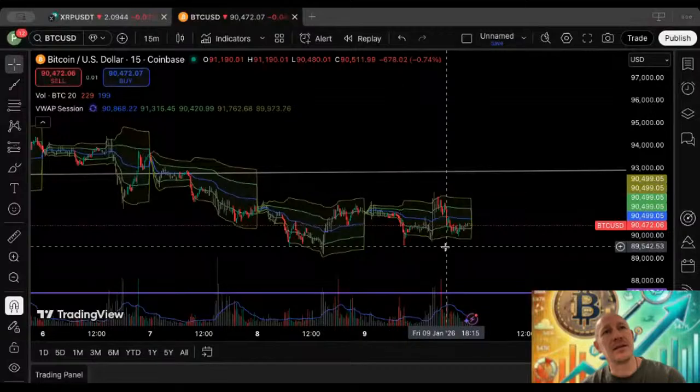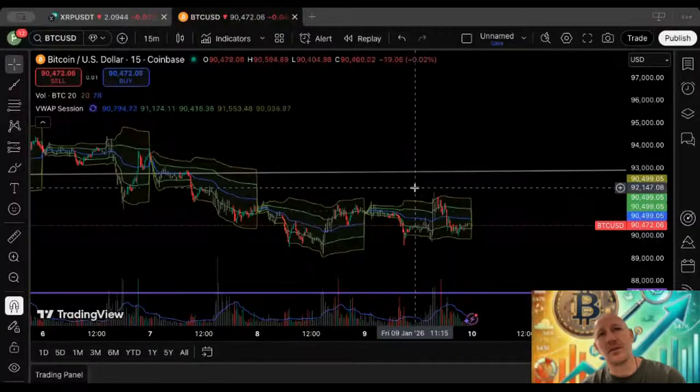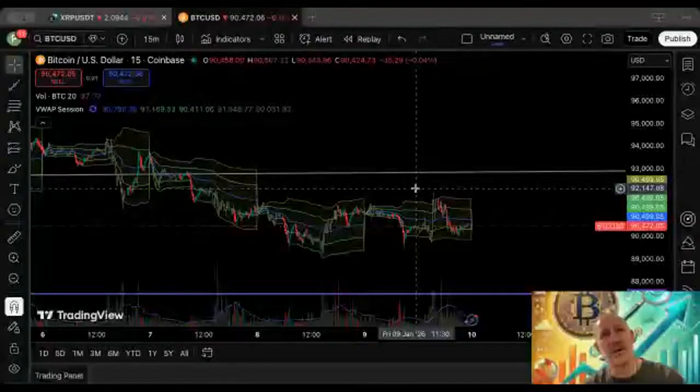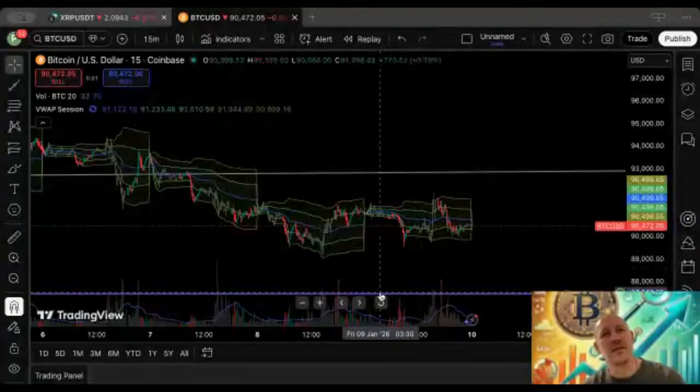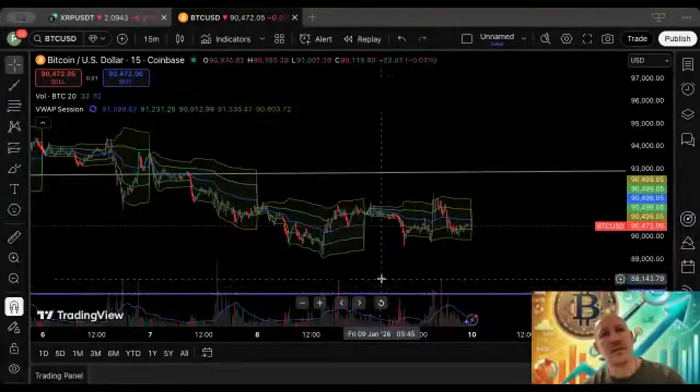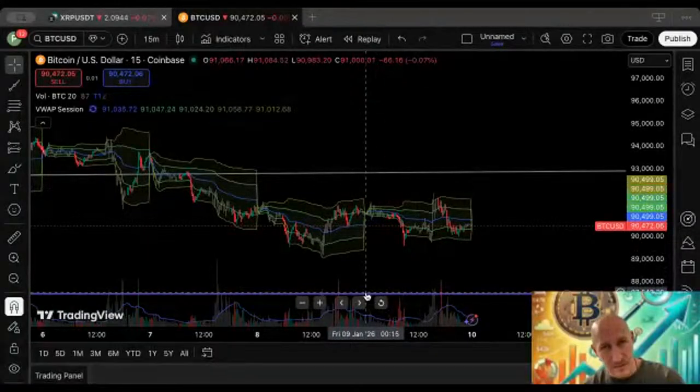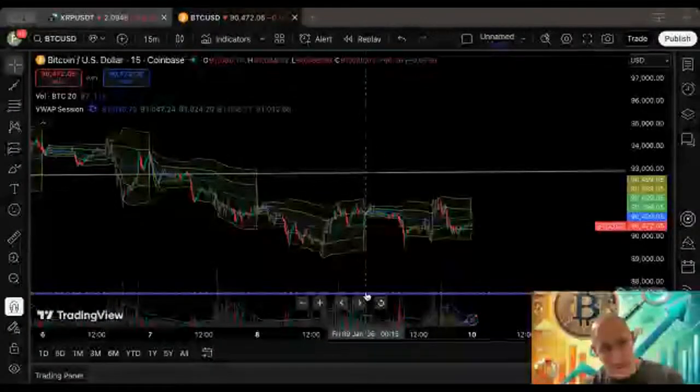And put a take profit of right here, this purple line. That purple line is 87,540.